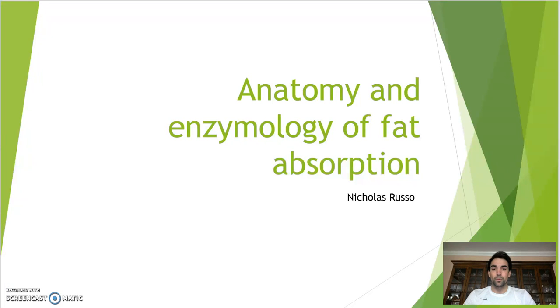In this lecture, we will be going over the anatomy and enzymology of fat absorption. Briefly, we will take a look at the anatomical components that are required for digestion and fat absorption, and we will then take a further look at the different chemical components that are involved, followed by the byproducts of fat digestion and where they will move into the body so that way they can be absorbed by the target tissues.